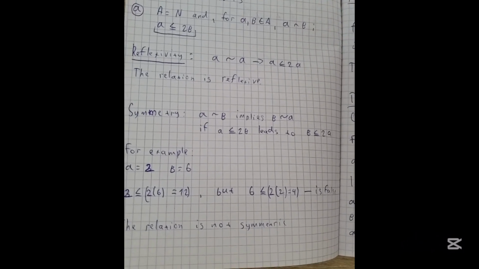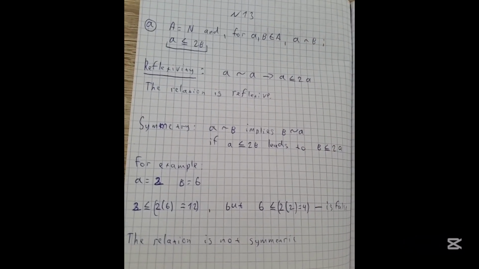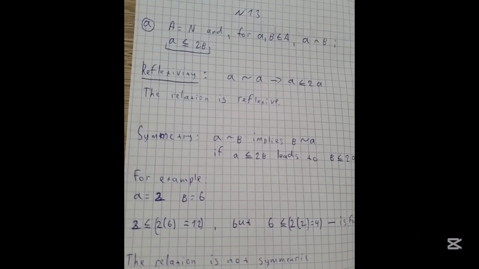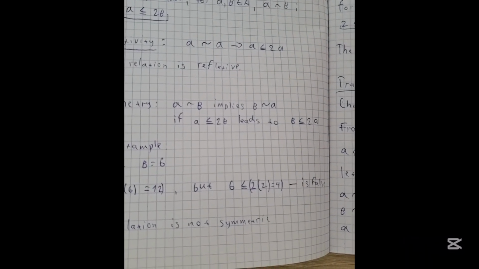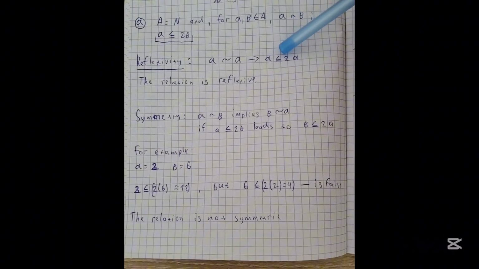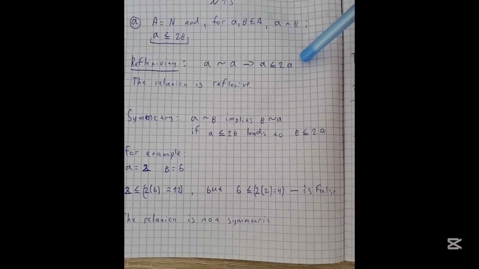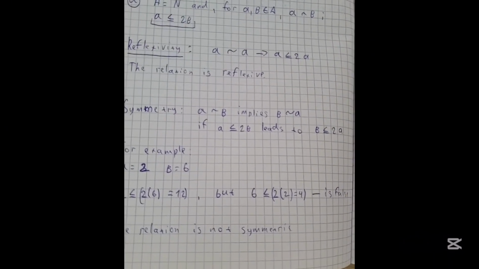So the first property is reflexivity. A relation is reflexive if each element is related to itself. Here, since a less than or equal to 2a is always true, the relation is reflexive.